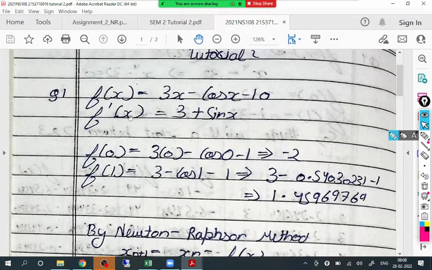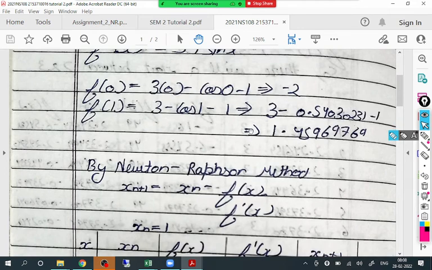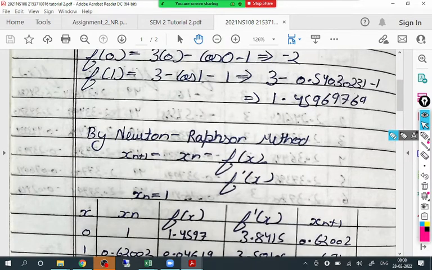That may happen. So f dash x, yes, we require the derivative in Newton-Raphson. The derivative of 3x is 3, the derivative of minus cos x is plus sin x. Now we started with 0. f of 0 is checked as minus 2, but f of 1 came as positive, that is 1.45. As f of 0 and f of 1 have opposite signs, the root is in the interval 0 to 1. So we can take x0 equal to 1. If you are interested, you can check some middle values, such as f of 0.5, and depending on that you can take 0.5 or 1 as the initial value.